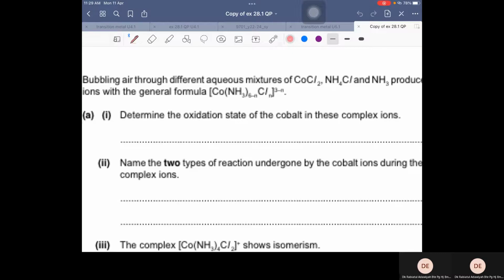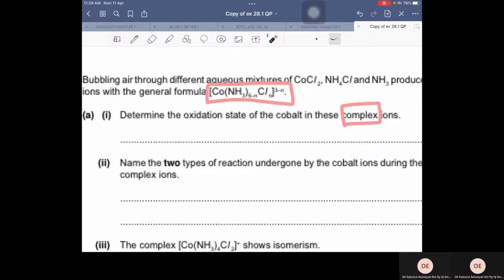Determine the oxidation state of the cobalt in this complex ion. So which formula are we looking at? This complex formula, because that's the only complex ion mentioned here. The others are called just compounds, okay? So we want to know the oxidation state of the cobalt. Since we don't know what our n is, we can just use any n, say n equals 1.